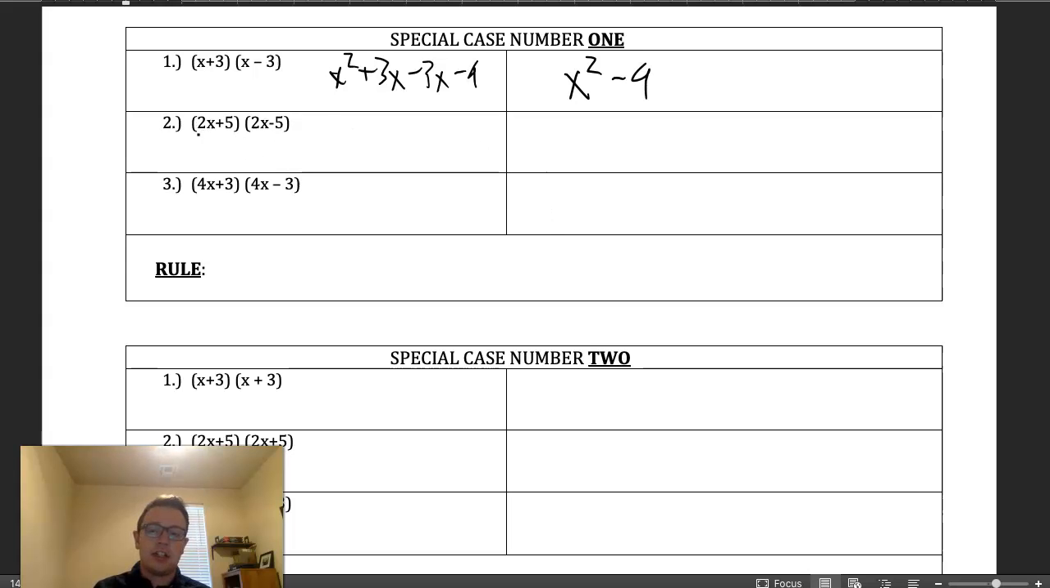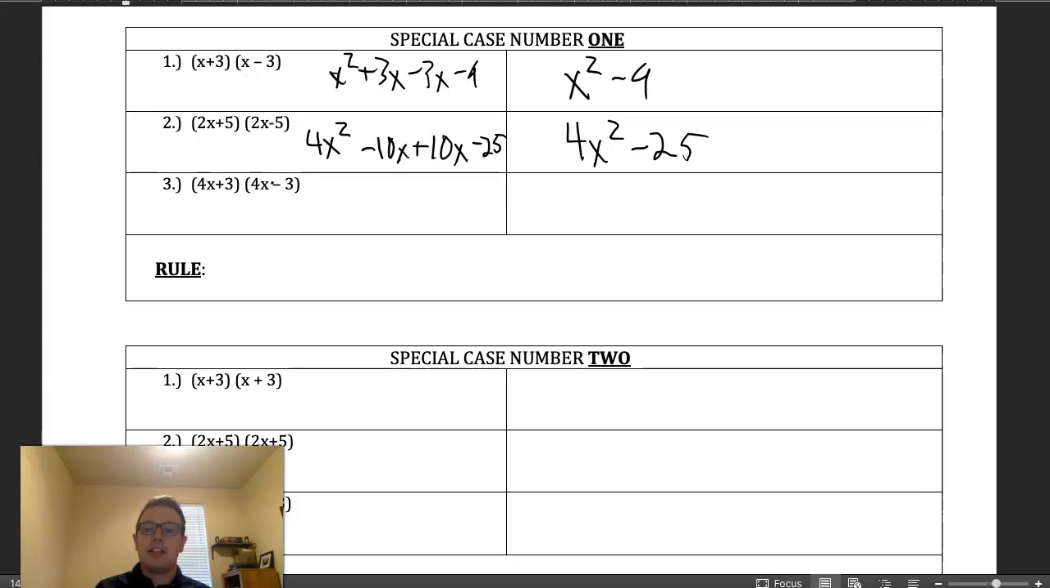The second equation, if we multiply it, what do we get? Well, we get 4x squared minus 10x plus 10x minus 25. Or our answer is, this is 4x squared minus 25. We'll do one more.